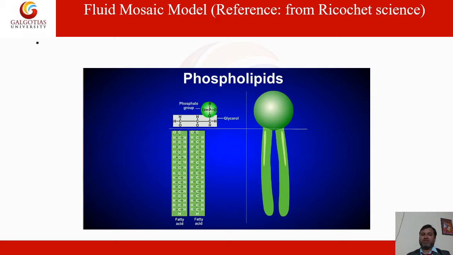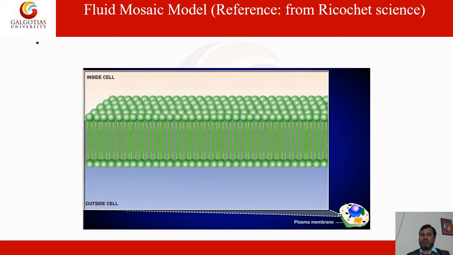Because the head is made up of glycerol and phosphate, it has a polar nature and is hydrophilic. While the tail is made up of hydrocarbons, so it has a hydrophobic nature. These phospholipids form the cell membrane, and it gives regular packing to the cell membrane. So the tail is hydrophobic, while the head is polar and hydrophilic. These phospholipids form the regular packing of the cell membrane.